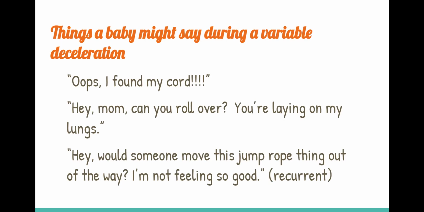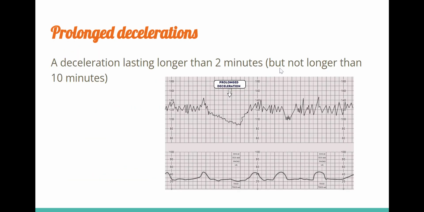Things a baby might say during a variable deceleration. Oops, found my cord. Hey, mom, can you roll over? You're laying on my lungs. Or, hey, would somebody move this jump rope thing out of the way? I'm not feeling so good. Those are things a baby might say during variable deceleration.